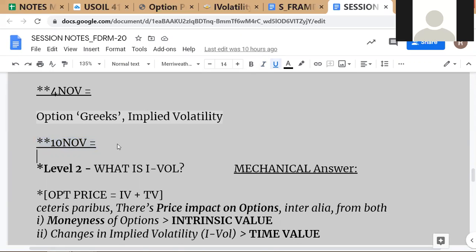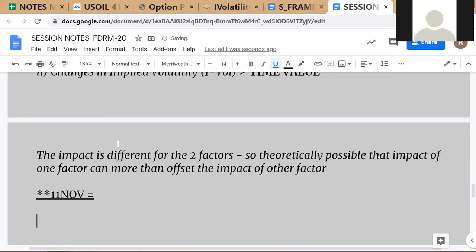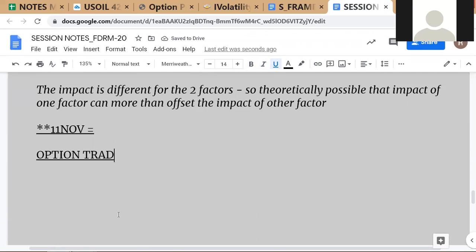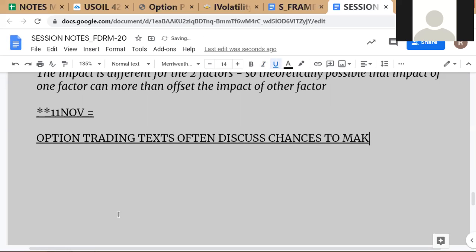I just mentioned this out of the blue in our discussion of option trading textbooks. Your own textbook has done it also. In your textbook, you'll find, wow, let's look at this, where we get a great return on invested capital. Option trading texts often discuss chances to make high returns.